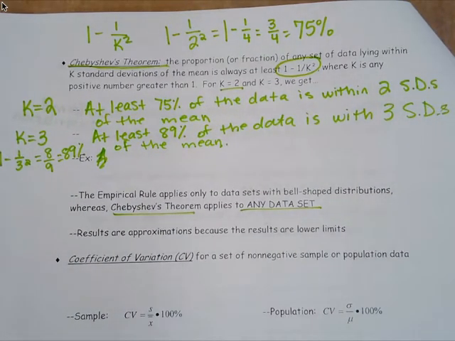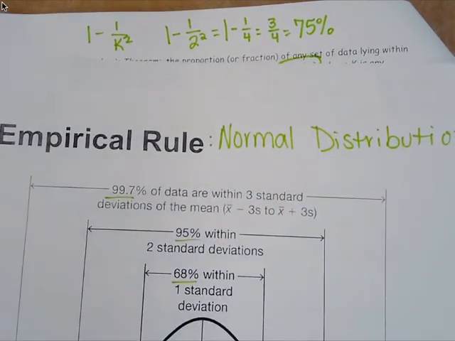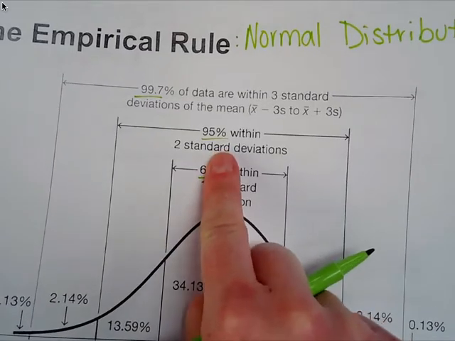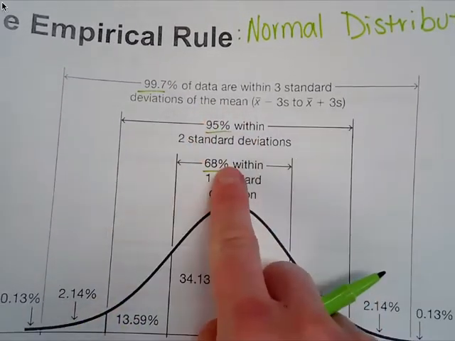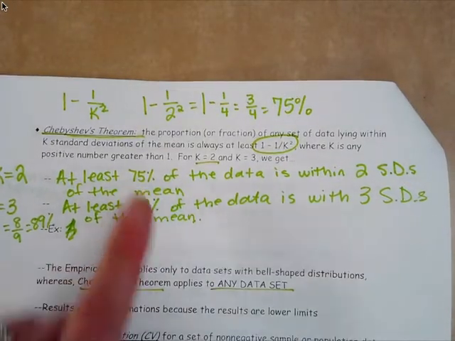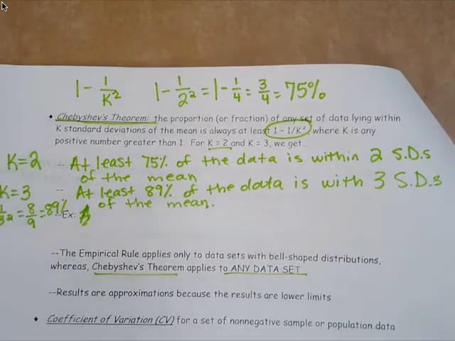Knowing that it's a normal distribution, though, gives us a better number, right? Because within 2 standard deviations on a normal distribution, that's 95%. So knowing that it's a normal distribution is telling us it's 95%. It lowers it down if it's not a normal distribution.